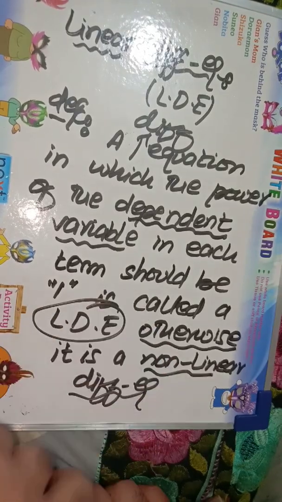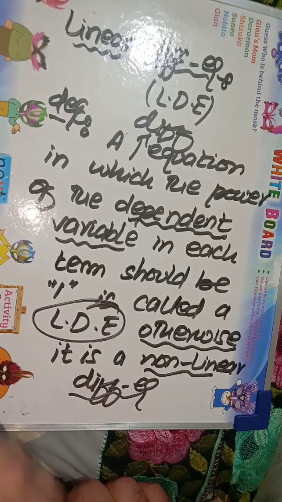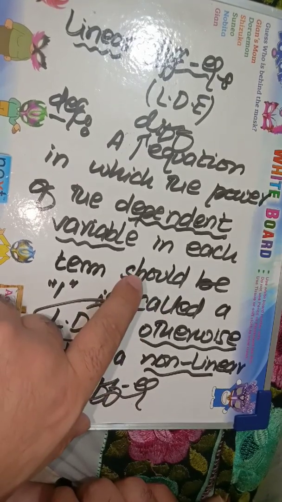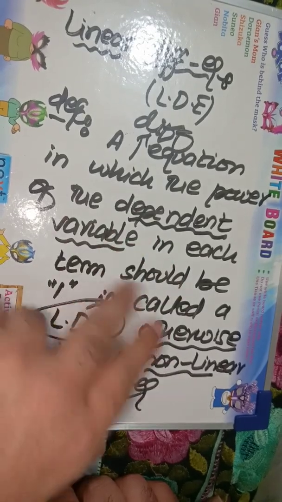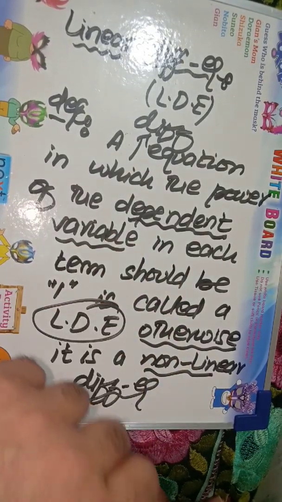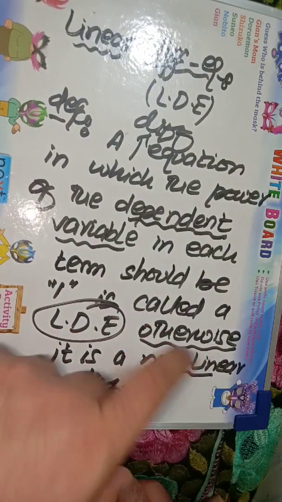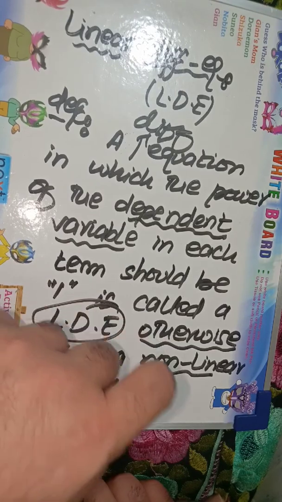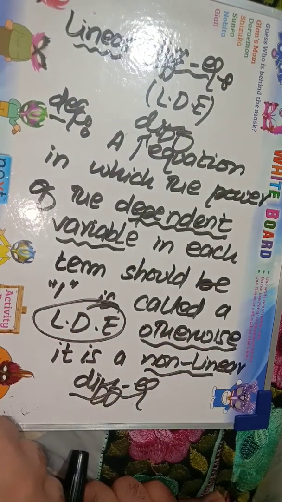I must give the example here, but I must conclude something from this sentence, that the dependent variable used in ODEs in the previous example which I have written in this lecture was y. So y has only one power in each term, then it is a linear differential equation. Otherwise it is a non-linear differential equation.